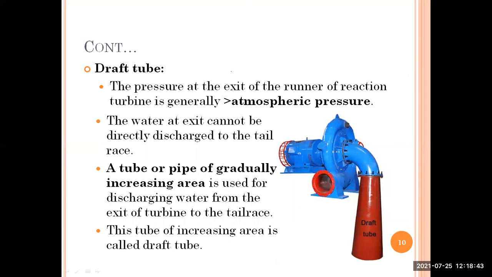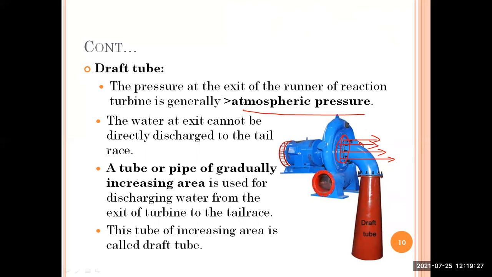And the next component, the part of this turbine, is the draft tube. We can see here how the draft tube will look. So what happens? The pressure at the exit of the runner, see, this is the runner part. At this part, the pressure will be more than atmospheric pressure. So usually at the exit of the runner the pressure will be greater than atmospheric pressure, so you cannot discharge that water directly into the tail race channel. There may be some accidents if you directly discharge that water from the outlet of the turbine, which has a very high pressure.